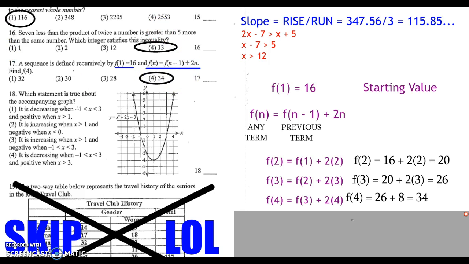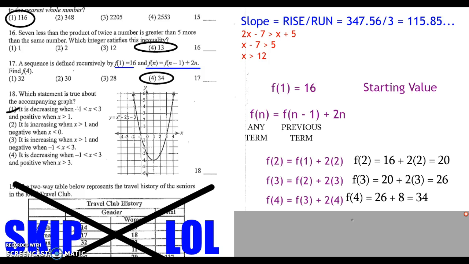Which statement is true about the accompanying graph? Well, the first part says it's decreasing when x is between -1 and 3. Well, here's -1, and here's 3. It's not decreasing during that whole time. From -1 to 3, it's not just decreasing. It's decreasing and also increasing. So that's definitely not it.